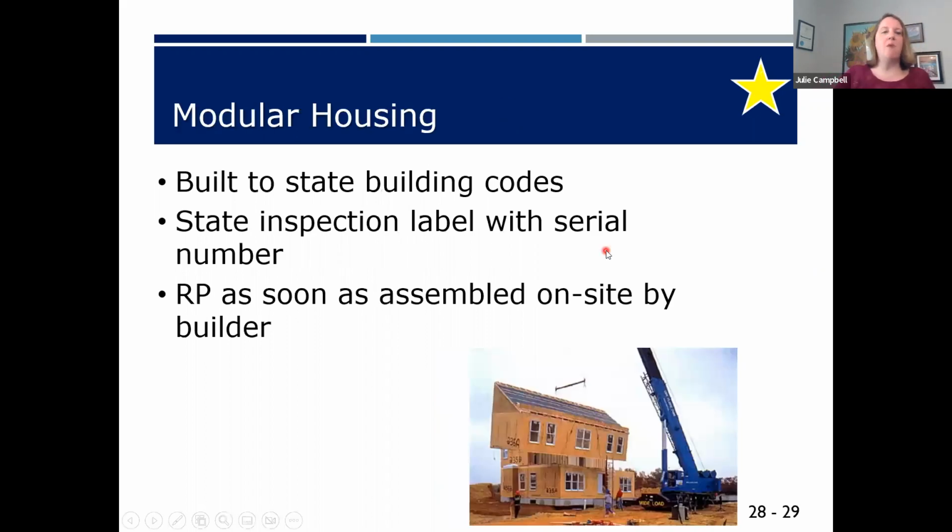And then we also have modular housing. Modular housing is built in sections off-site. Maybe it's room by room, maybe it's floor by floor, but they're built in a really big warehouse somewhere. They come in section by section on the back of a truck. Once the builder assembles those sections on site, they then become real property.